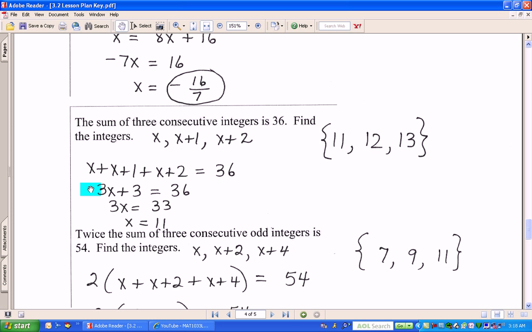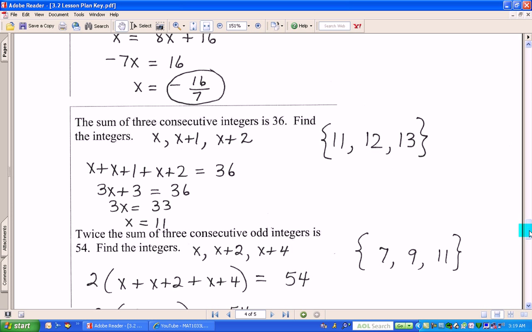When I collect like terms, 3x plus 3 is 36. When I subtract 3 from both sides, 3x is equal to 33. When I divide both sides by 3, x is equal to 11. Now again, 11 is not your final answer. The question said find the integers, plural. So when I plug 11 in, x becomes 11, 11 plus 1 becomes 12, and 11 plus 2 becomes 13. So my answer set would be the integers 11, 12, and 13.